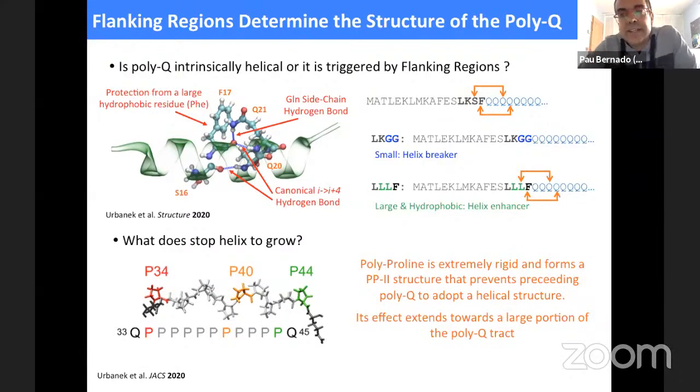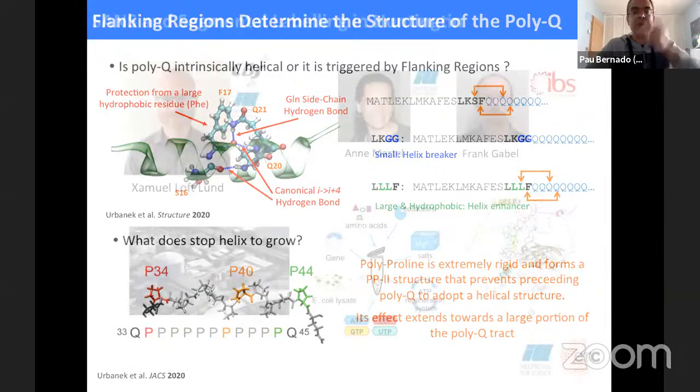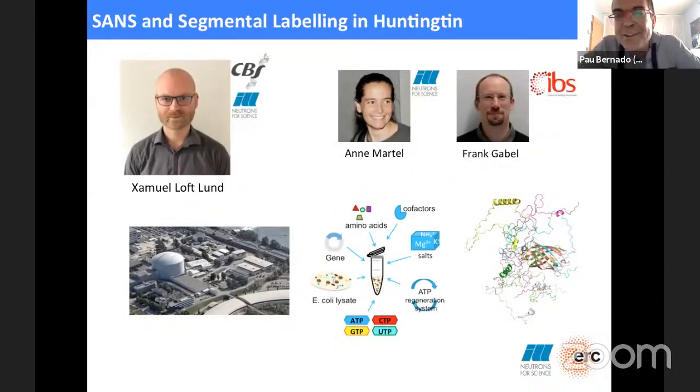But obviously there is a question: NMR is a very local technique. It reports about the structure at the residue level, but it loses the global information, and we wanted to correct for that. We wanted to complement the NMR information and get more global structural information, and we thought that SANS would be the ideal technique. For that, I started a collaboration with Anne Martel, the chair of this talk, and also Frank Gabel, who are two of, I would say, the world specialists in SANS of biomolecules.